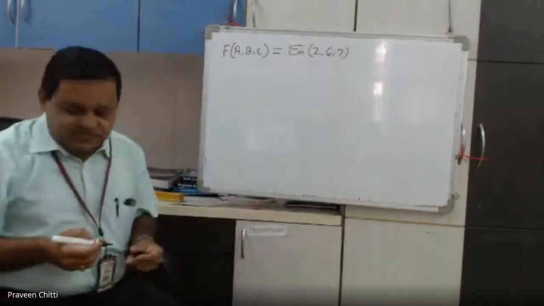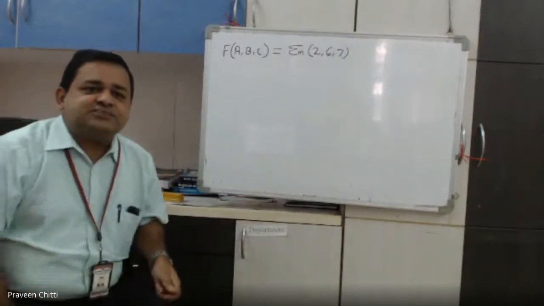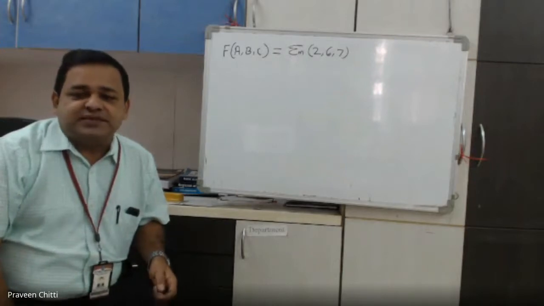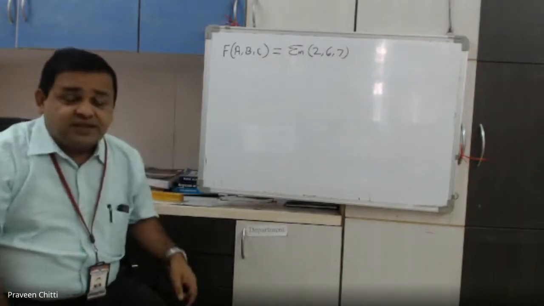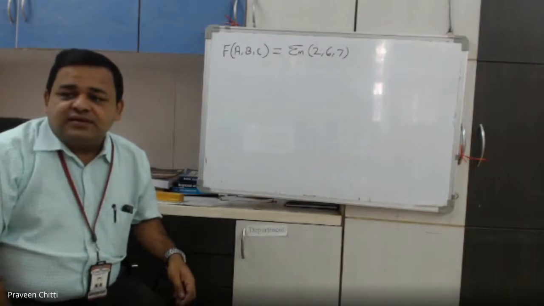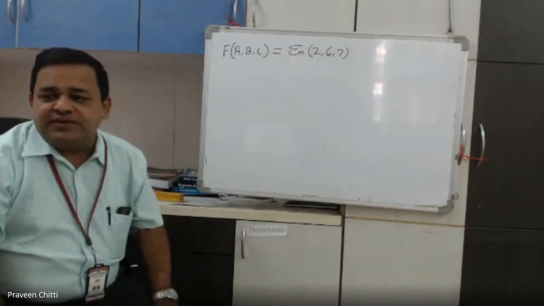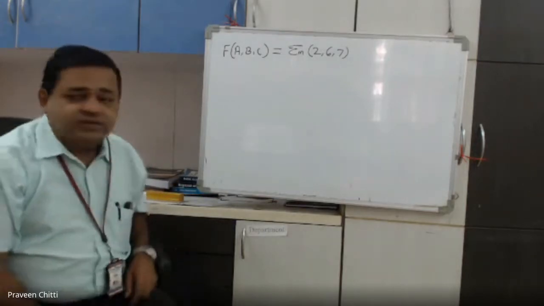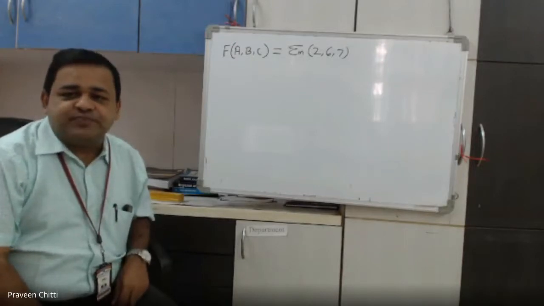This is the expression given, which we need to simplify using the Quine-McCluskey method. So how do we go about this particular example? What have I told, what is the first step?